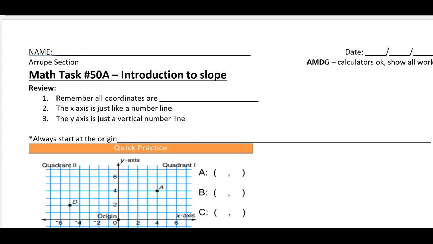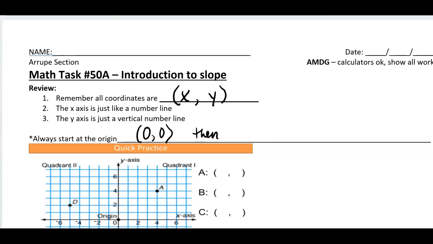Welcome to Math Test number 50A, Introduction to Slope. So, just a quick refresher on how to graph. Remember, all coordinates are the x value first, followed by the y value. Now, the x-axis is just like a number line horizontally, and the y-axis is just like a number line vertically. You always start at the origin, which is 0, 0.